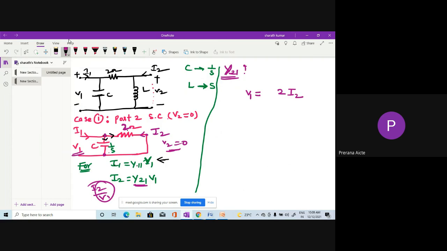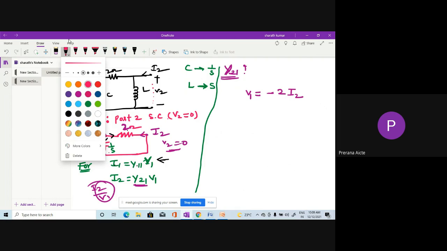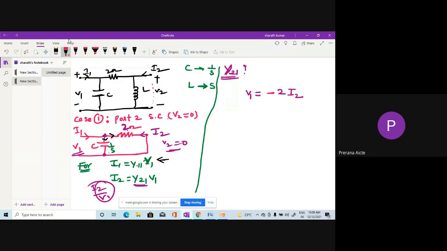But of course, the current in port 2, I2, is coming opposite to your current I1. That's why we are making this minus. Very important, you need to check this one. Minus 2 I2. Why have we taken minus here? The current direction is opposite to your I1 current. That's why minus 2 I2. So from this, our target is admittance, which is nothing but the ratio between current to voltage. I2 by V1 is equal to what?